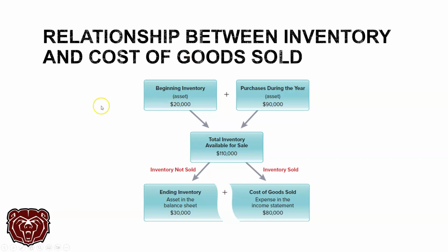You have a beginning inventory of 20,000. You add your purchases, that's 90,000. So your inventory available for sale, your cost of goods available for sale is 110,000. Any inventory that you don't sell ends up in your ending inventory. Any inventory that you do sell ends up in your expense. So this is the COGS model at work.